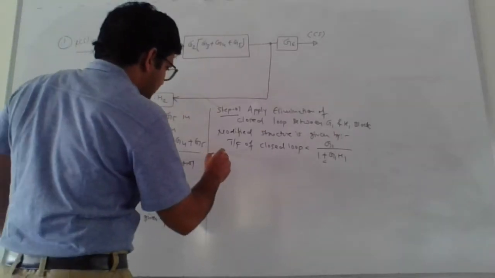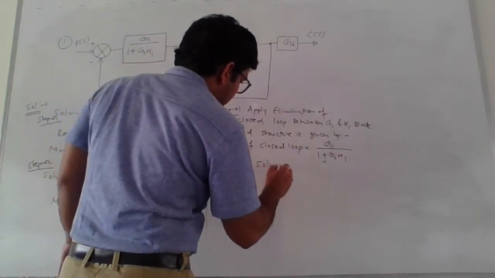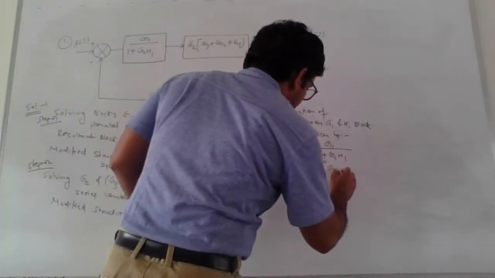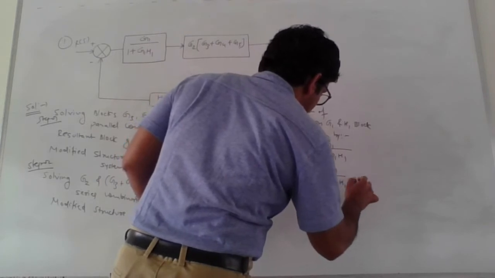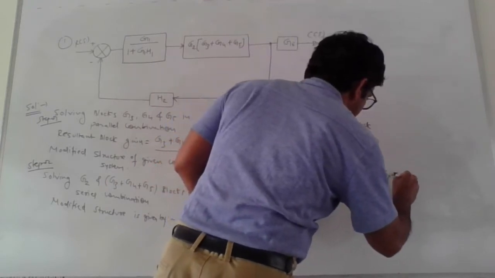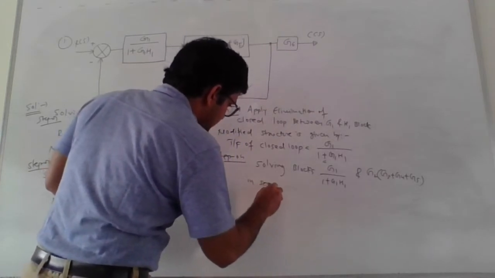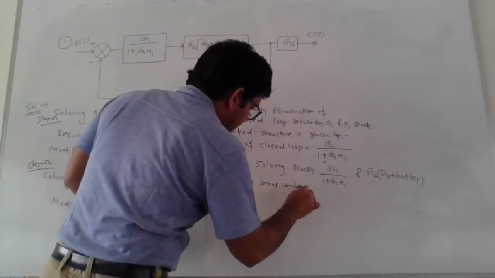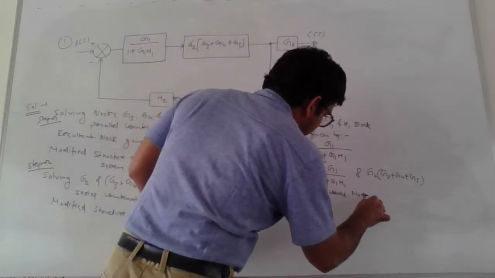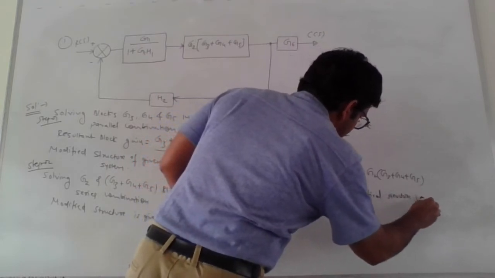So this is our step number 4. So here I am writing solving blocks G1 whole divided by 1 plus G1 H1 and this block G2 in bracket G3 plus G4 plus G5 in series combination. Hence modified structure is given by.